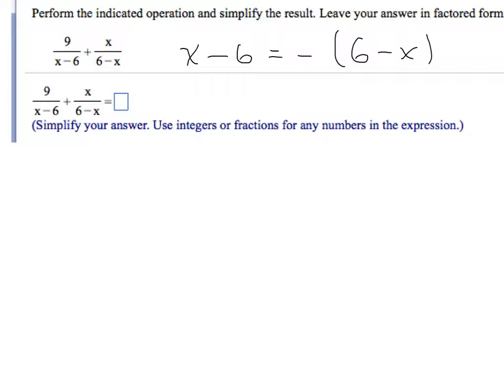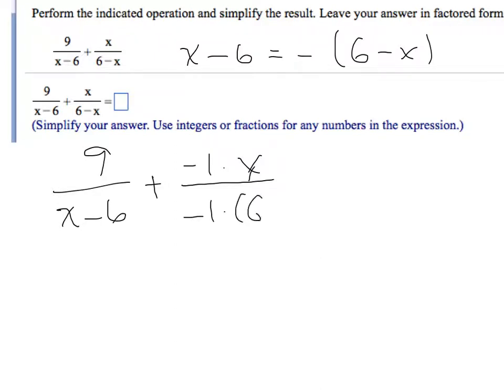So in this problem, remember my steps are first find a common denominator and then add the numerators. The common denominator here can be either one of those denominators, and I can make them equal by multiplying the top and bottom of one fraction by negative 1. So that's what we'll do. So my first fraction is 9 over x minus 6, and if I multiply the top and bottom of the other fraction, and remember I have to multiply negative 1 times the entire denominator, so I have to use parentheses to indicate that.